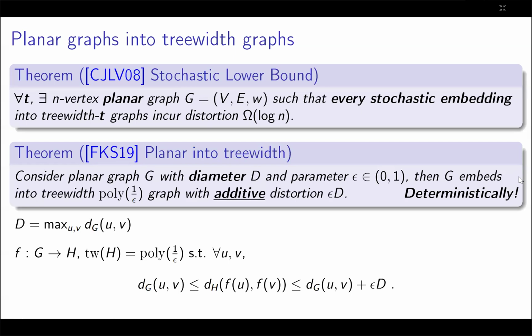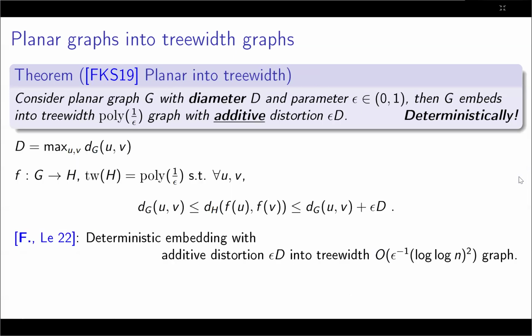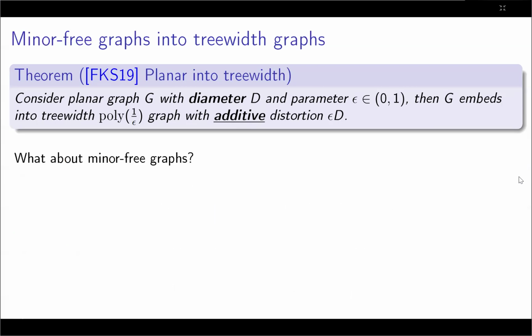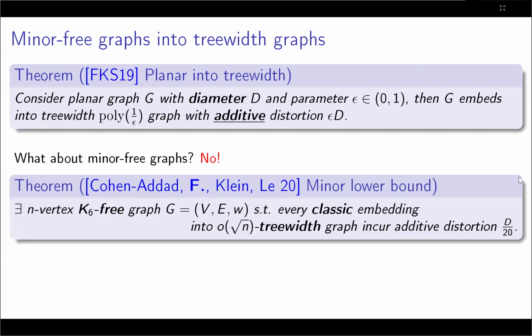Yeah, this was nice. The next question you should ask: okay, so we understand planar now, what about minor free? Could you do better for minor free? And the answer is still no. Once you go slightly beyond planar to K6-free graphs, so just take basically a grid and put a vertex on top of the grid connected to everything, it is already too hard. We cannot do this. There is a K6-free graph such that every deterministic embedding will require tree width square root of n to get anything meaningful.